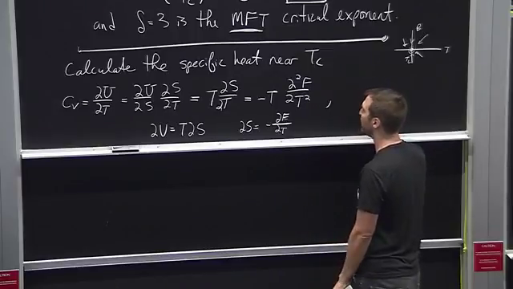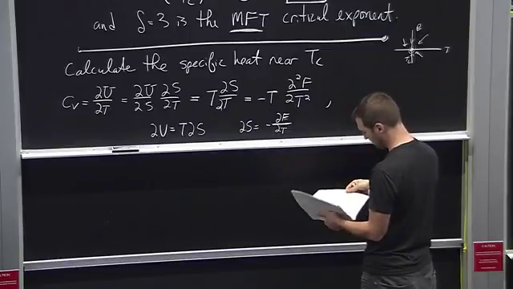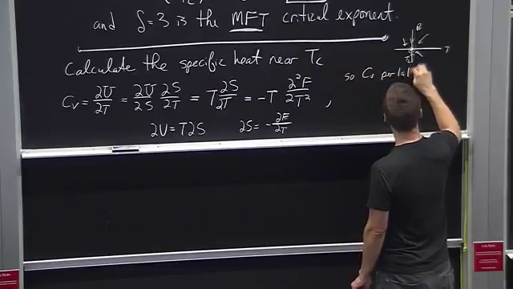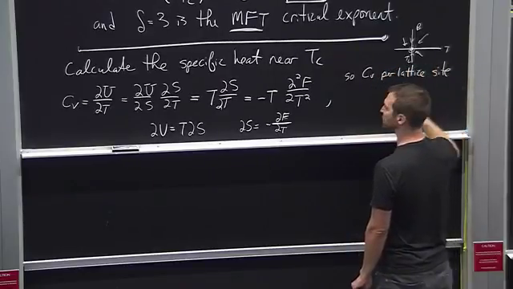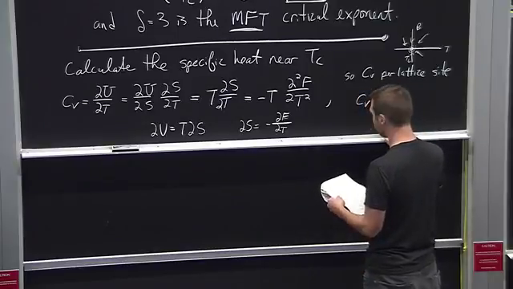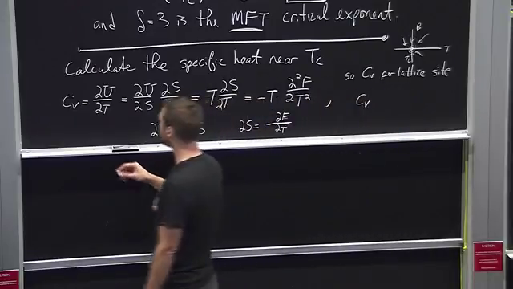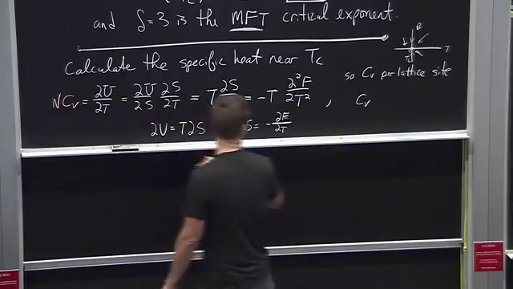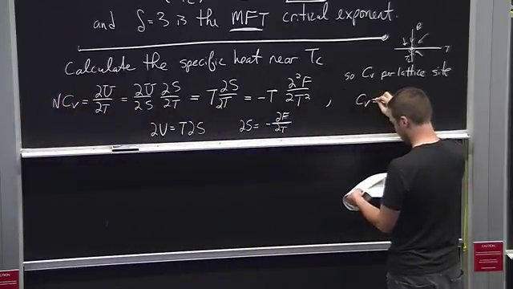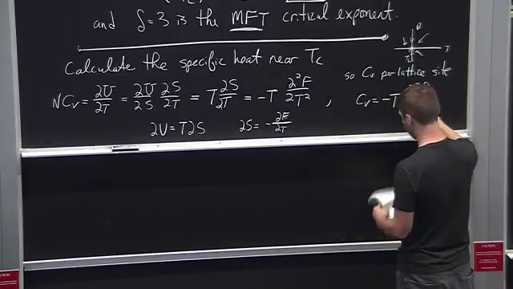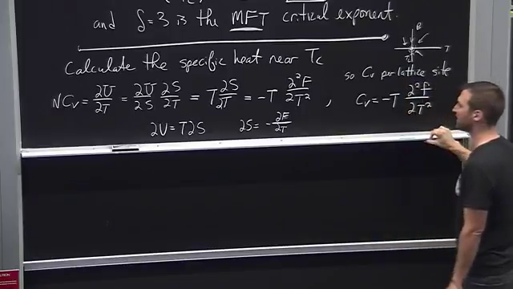if I want the specific heat per spin, per lattice height, it should be specific heat per lattice height. That's what I should have defined as CV. So this is the extensive CV here. So this should be minus T times the second derivative of the free energy density. Something like that.